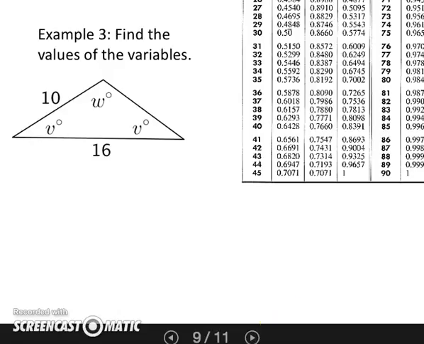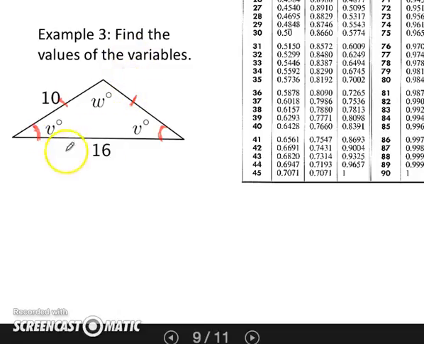Let's do one more example. Here we're asked to find the values of several angle variables. Notice that this isn't quite as scary as it might look at first because we have 2 congruent angles. They're both labeled with a measure of v degrees. 2 congruent base angles tells me I have an isosceles triangle, by the way. That may not come in handy, but I'm going to mark it anyway.